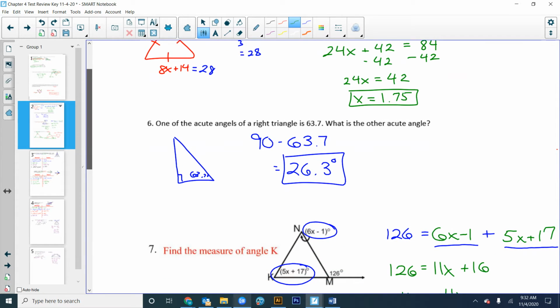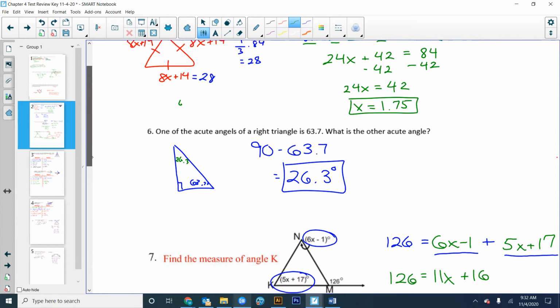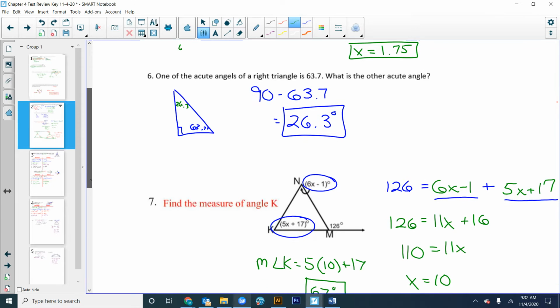Number 6. It's a right triangle, and we learned that the acute angles in a right triangle are complementary. So if they give you one of the acute angles, if you subtract it from 90, you'll find the complement. So 26.3. So this angle up here is 26.3 degrees. Questions on that one?